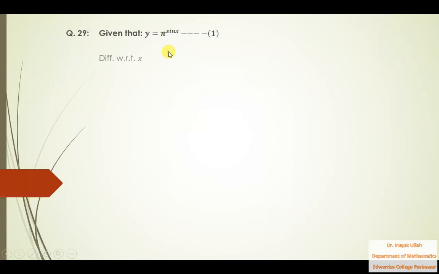So whenever you differentiate this function with respect to x, both sides, we'll get here derivative of this exponential function is the same exponential function into natural log of the base, into derivative of the power, which is sine x, and the derivative of sine x is cos of x. So that is the derivative of pi to the power sine x by using the formula.